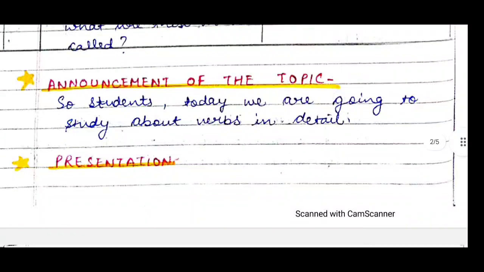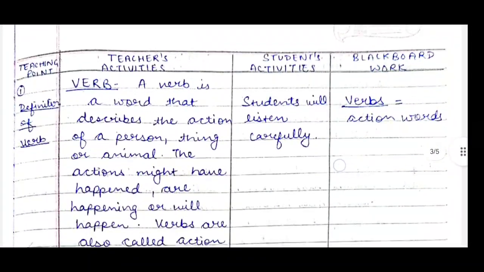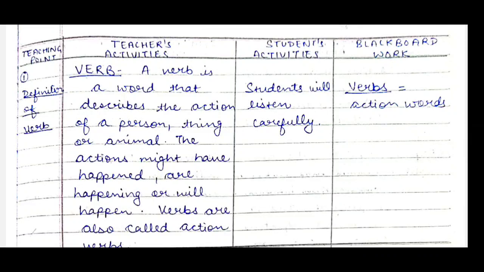Then comes the presentation part. This is the main teaching part. Here we make 4 columns, and in some lesson plans there are also 5 columns. The fifth one is the teaching method that some books follow, and in teaching method you can mention whether you are teaching it in lecture method or group discussion method. So you can mention that. I have not made it, so we have 4 columns here. First one is teaching point, second is teachers activities, third is students activities, and fourth one is blackboard work.